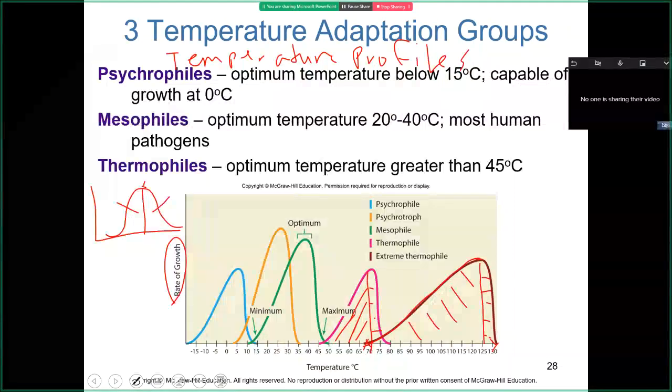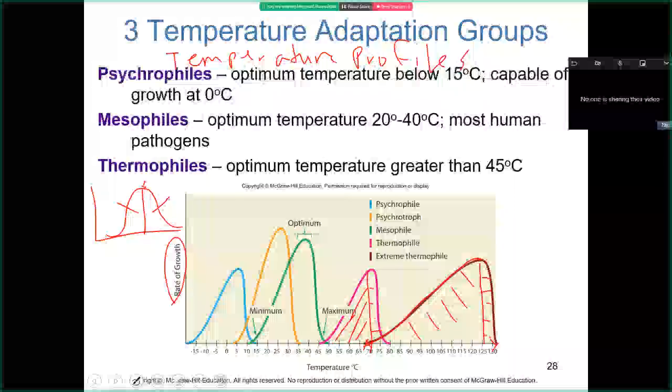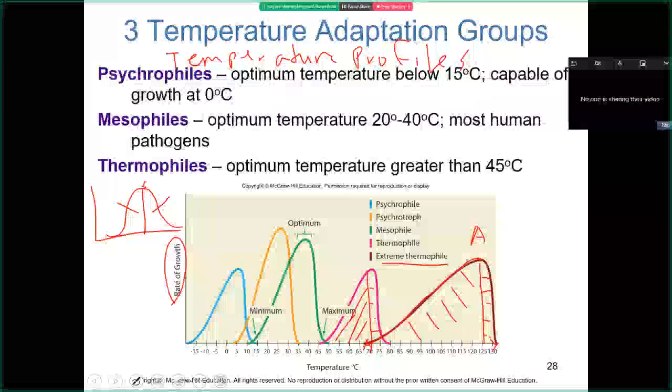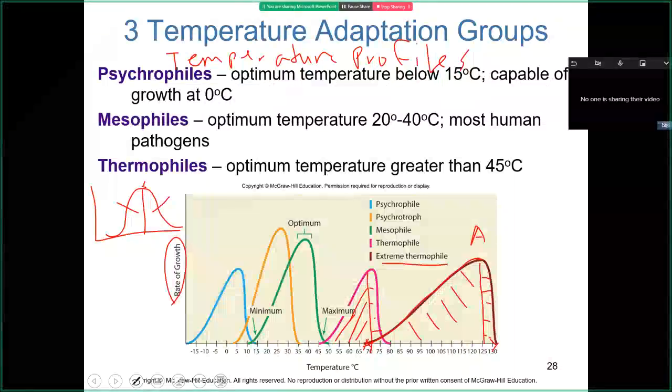So organisms in this curve right here, we'll call it curve A, are extreme thermophiles. You can look at the optimal temperature. That's 125 degrees centigrade.